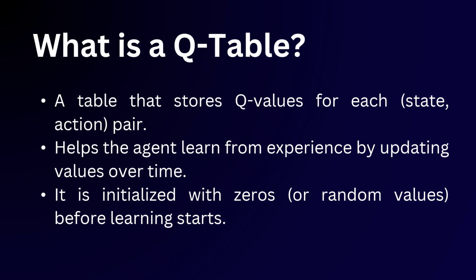Let's understand what is a Q table. The Q table is where the agent stores its learning. Each row is a state and each column is an action. Each cell shows the Q value, which is the expected reward for taking that action in that state. The agent starts with all zeros or random values and updates the Q values as it learns. Over time, it builds up knowledge of which actions are best.